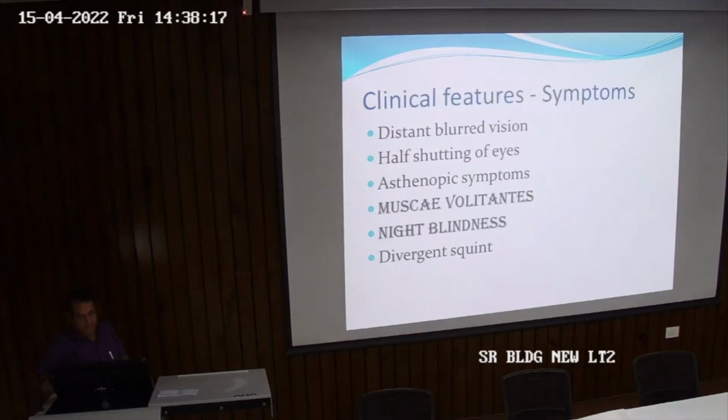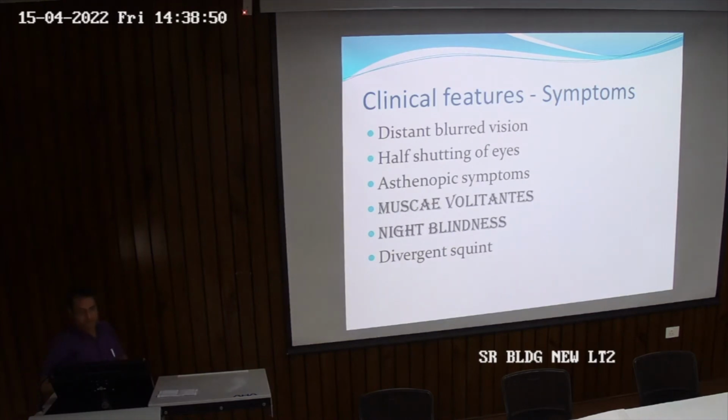Clinical features of myopia, or symptoms: distant blurred vision, decrease in the vision. Usually parents will bring their child saying that he is unable to see the blackboard in school class. Whenever he sits in the last rows, he is unable to see the blackboard. And the teacher will tell the parents that he can't see anything from the back, but when he is seated in front, he can see the blackboard. These are the common complaints by the parents or teachers.